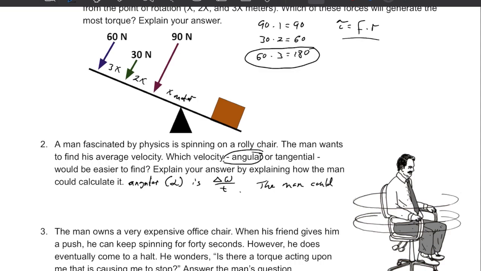And this is just going to explain what the man could do. The key that I was looking at that was provided just said angular velocity would be easier to calculate because you can count how many times the man goes around in a full circle in 10 seconds. Divide by 10 so you'd know per second and convert it to radians. We know revolutions are 2 pi radians. I sort of borrowed that answer when I was doing mine.